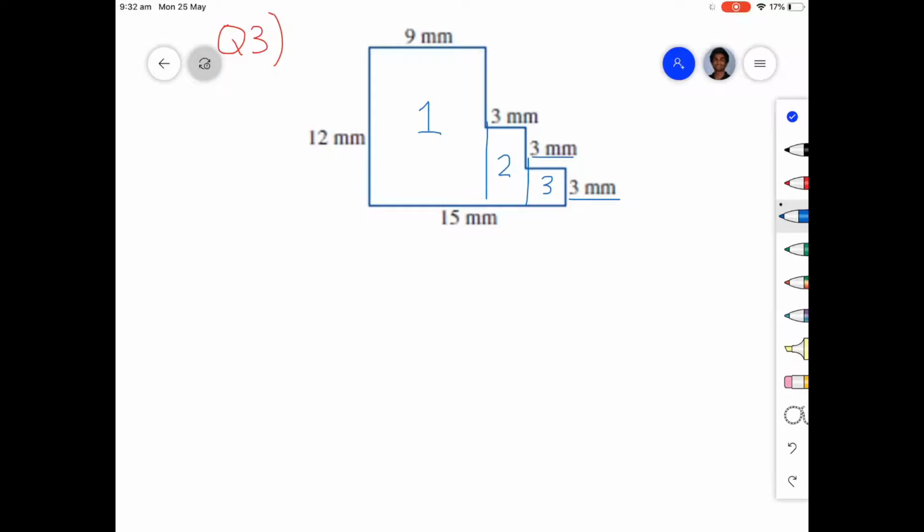Because those are equal, we know that's a square. So now we have 3 different shapes. And to work out the total area, all we need to do is calculate the area of each shape and then add them together at the end. So let's look at the area of our first shape.